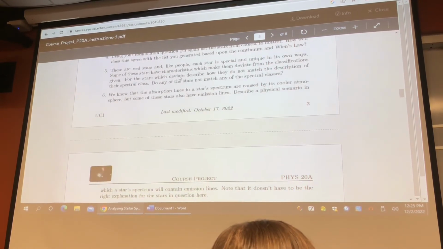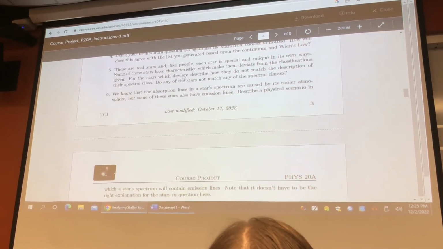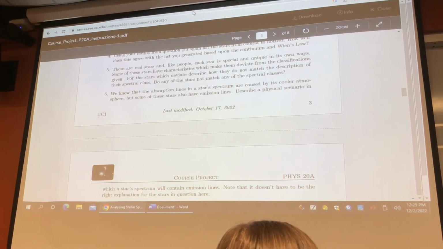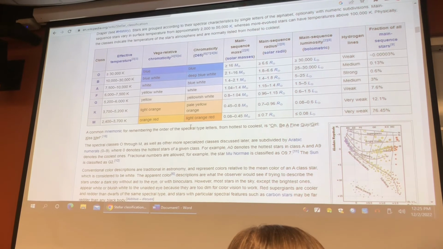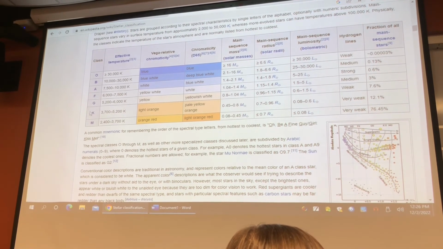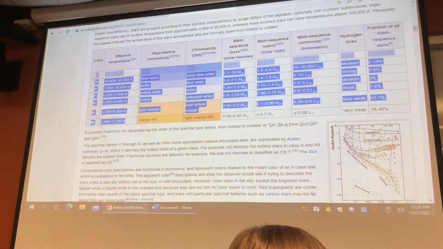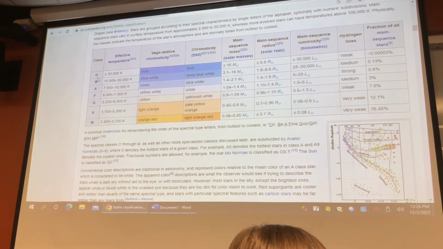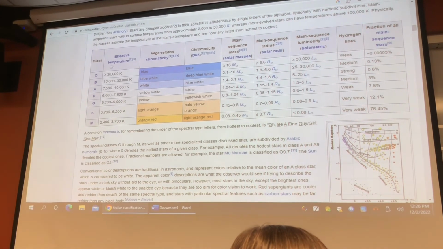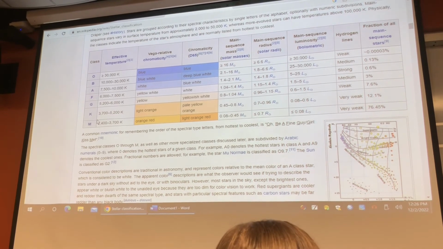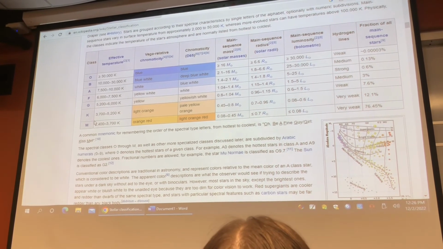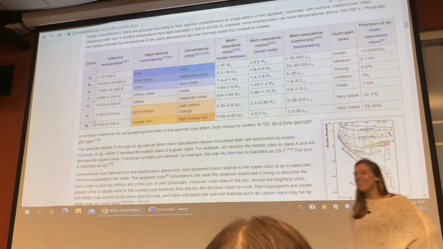Okay, and then 5, 6, and 7, you guys are on your own. For number 7, 7 is really easy. What you should do is make a little table that just has these 2 columns. Sorry, that didn't highlight well. But it just should have the class and the temperature columns. And then you can just assign new letters. You can make them fun, make it a fun little word.